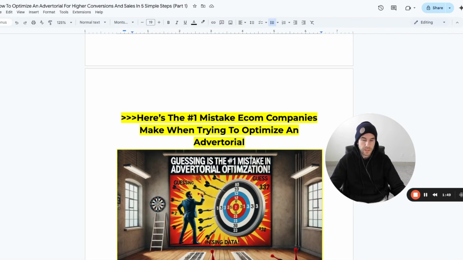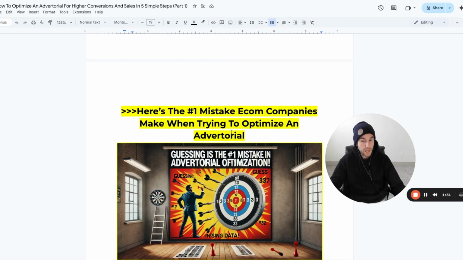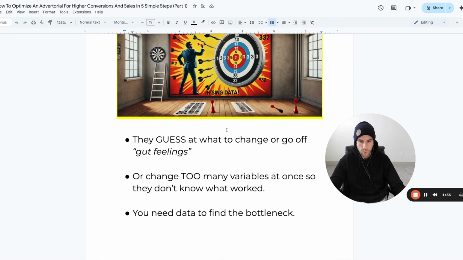And so this leads us to the number one mistake that a lot of ecom companies make when it comes to trying to optimize an advertorial. And that is they guess at what to change or they go off their gut feelings. And a lot of the times this is a bad idea because data is a way better gauge of what the true issue is as opposed to our gut feelings.